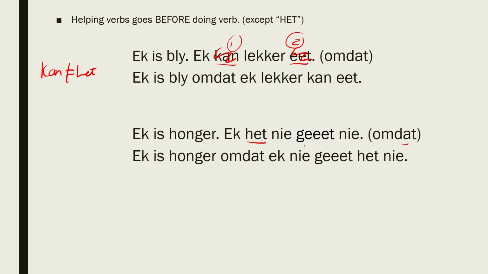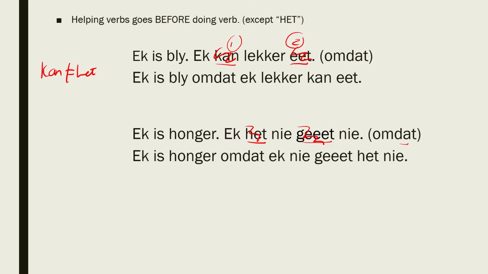You have het and you have geëet. But you have to remove both. Unfortunately, or well, fortunately, you have to remove both, right? Remember, because you have an auxiliary verb and you have a doing verb. What is left in our sentence? Ek nie nie. Alright? So, what do you do now? Now you have two nie's. Now what must you do?